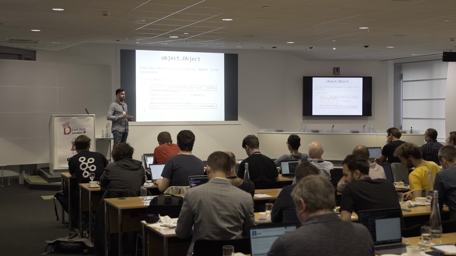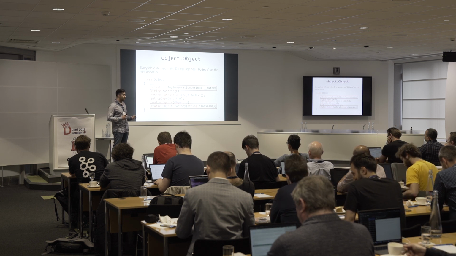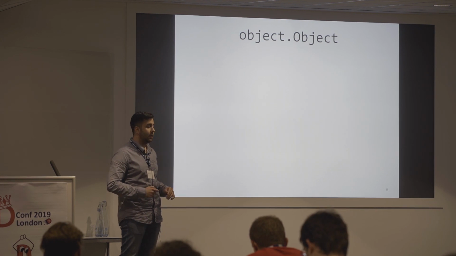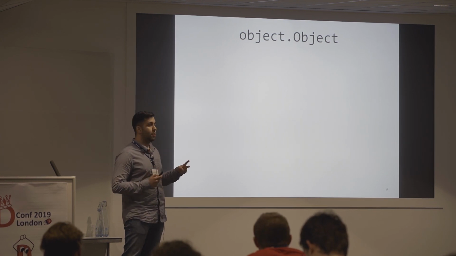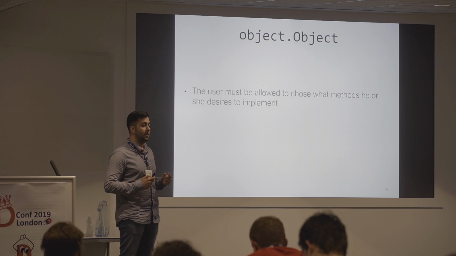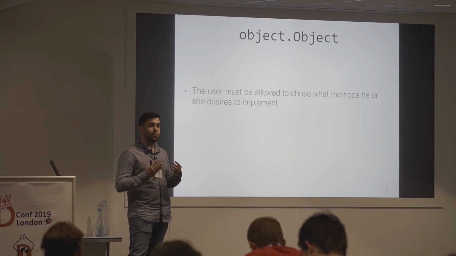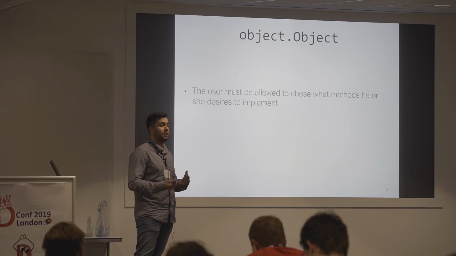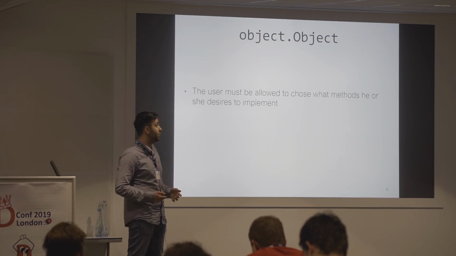In order to do better, driving home the point, we have 2 design goals. The first one is to allow the user, he or she, to pick the methods that his type must implement in order to best describe the behavior that his type is able to fulfill.